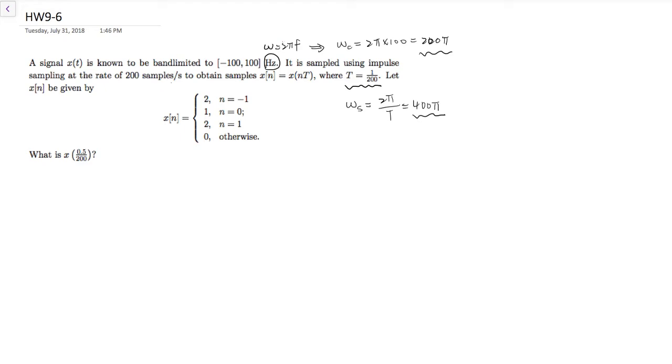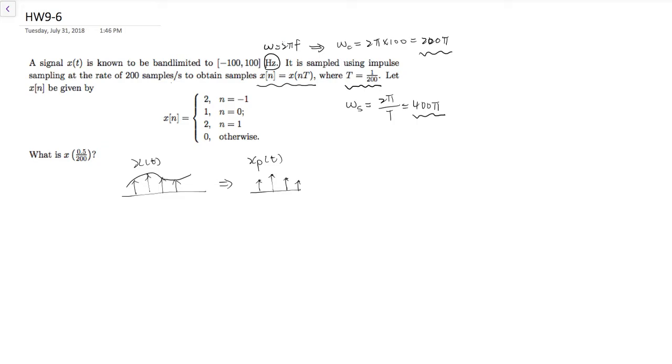The tricky part of this question is how to understand this discrete time signal here. So let's think about if we have a continuous time signal, x(t), and we use the impulse train to do the sampling. What we get is a train of impulses with different magnitudes at certain times.